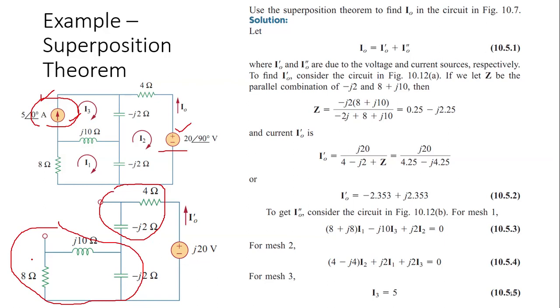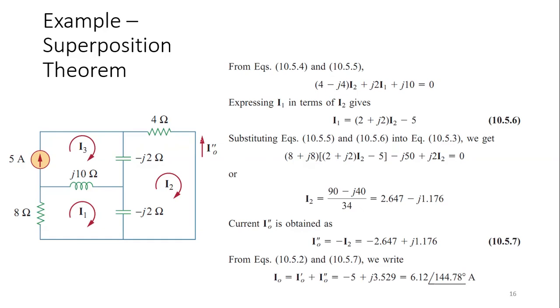So in this way we can solve this circuit for I naught prime. Secondly, when we consider this voltage source as a short circuit and only consider the impact of this current source, in order to find I naught double prime, we can solve the circuit like this one. It is not compulsory to solve it just by transforming the equivalent parallel combinations of the circuits.